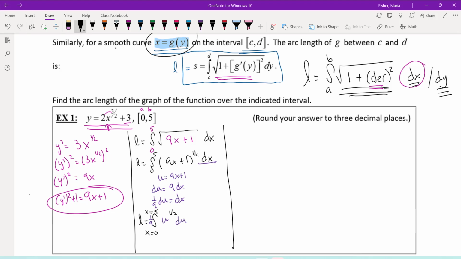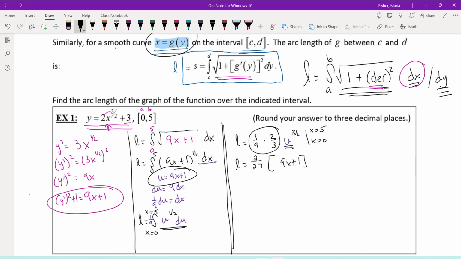Moving over to the right-hand side, we have L equals 1/9. If I integrate u to the 1/2, that becomes 2/3 u to the 3 halves. And this gets evaluated from x equals 0 to x equals 5. Cleaning this up and getting out of u's and back into x's, I get that arc length is equal to 2 over 27 times, well, u here is going to be 9x plus 1, and that gets raised to the 3 halves power, and this gets evaluated from 0 to 5.